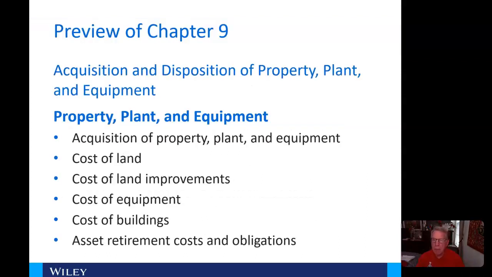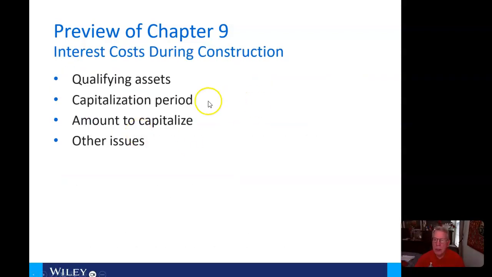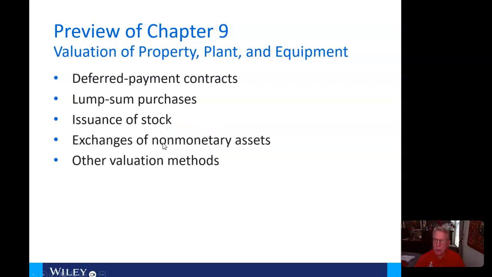So as we preview Chapter 9, here we're going to look at the acquisition of property, plant, and equipment, the cost of land, cost of land improvements, cost of equipment, cost of buildings, and how we retire assets and their costs and obligations. Then we're going to look at interest costs during construction. What qualifies for that treatment? The capitalization period, the amount that we'll capitalize, and some other issues.